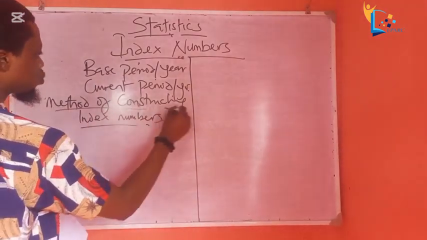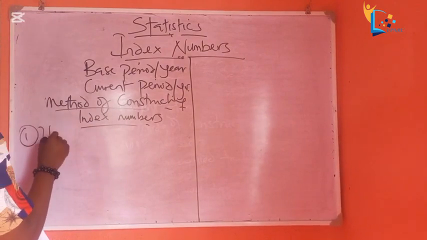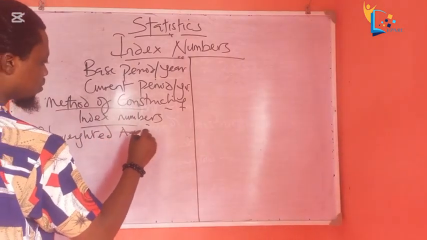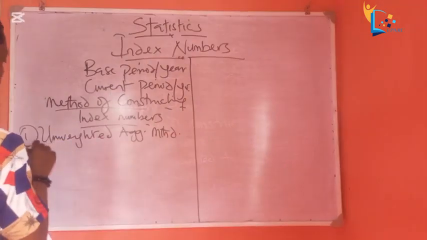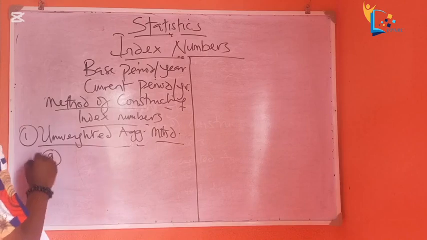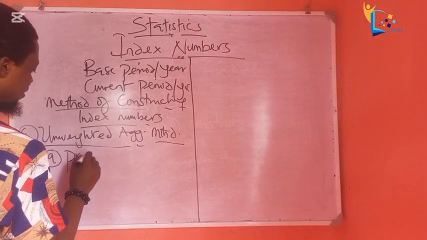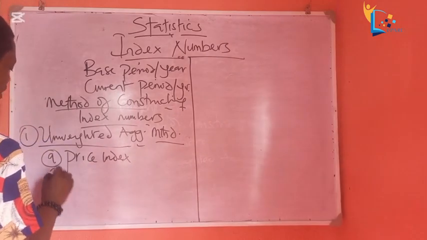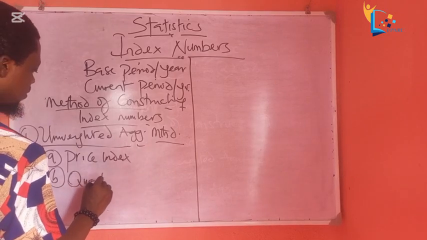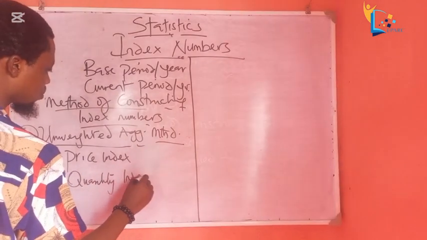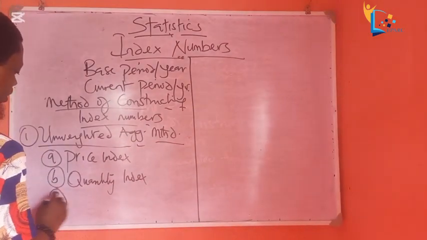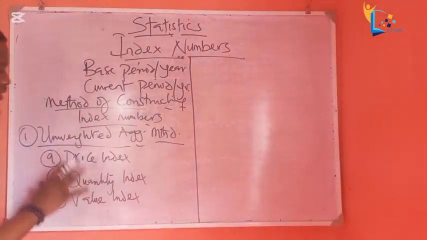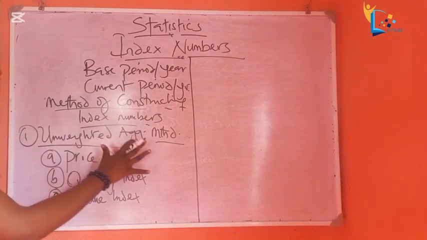There are two methods. One is the unweighted aggregate method. Under this method, we have what we call the price index. Number two, we have what we call the quantity index. And number three, we have what we call the value index. So these three are under the unweighted aggregate method.